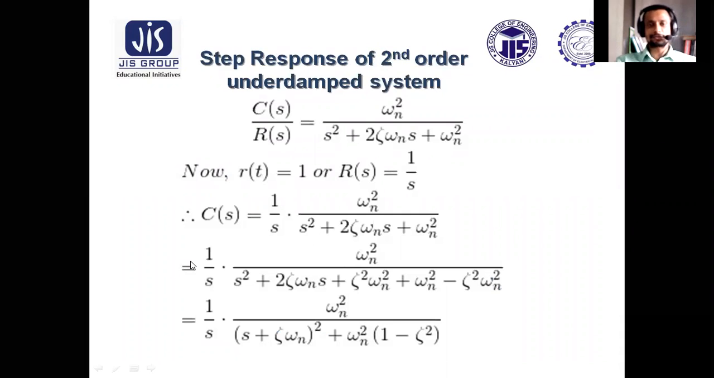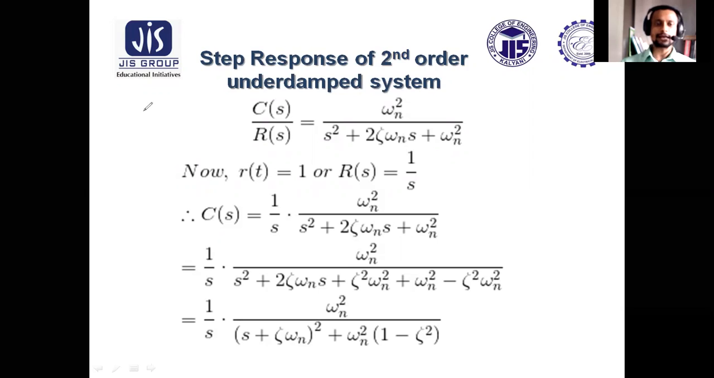Now let us discuss how we can get the response equation, that is, the output equation of a second order underdamped system if it is subjected to unit step input. So, step response of a second order underdamped system. This is now well known to us. This is the transfer function of a second order system.